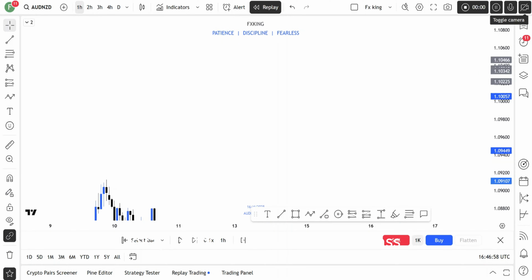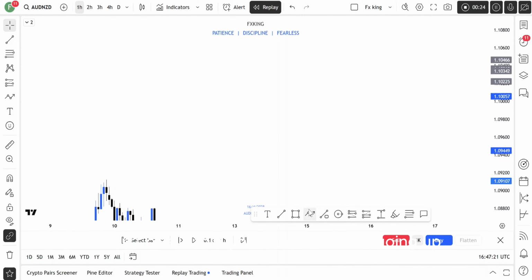Okay, so this will be our second class, and what we are going to be looking at today will be inducement, right? We have looked at pullbacks already, and we are going to look at inducement. We are going to be using pullbacks to identify valid inducement, and we are also going to see how we use the inducement in the real market and what the inducement means in the real market.